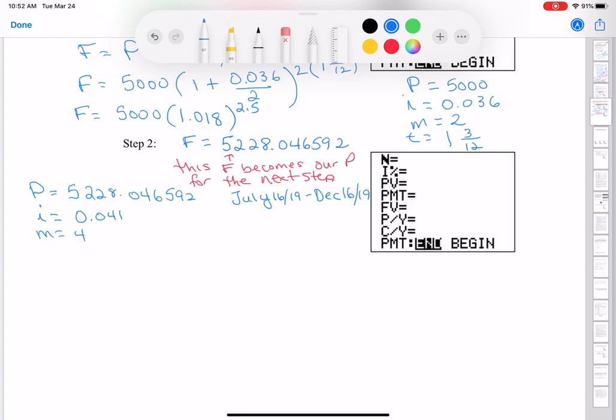All right, let's find our time interval from July 16th of 2019, and we can see that we are in the same year, so we're just going to have to count up to December. So July, August, September, October, November, and now we're at December 16th, 2019. And again, because we're counting months, we are simply going to count the spaces between. So we have 1, 2, 3, 4, 5 months.